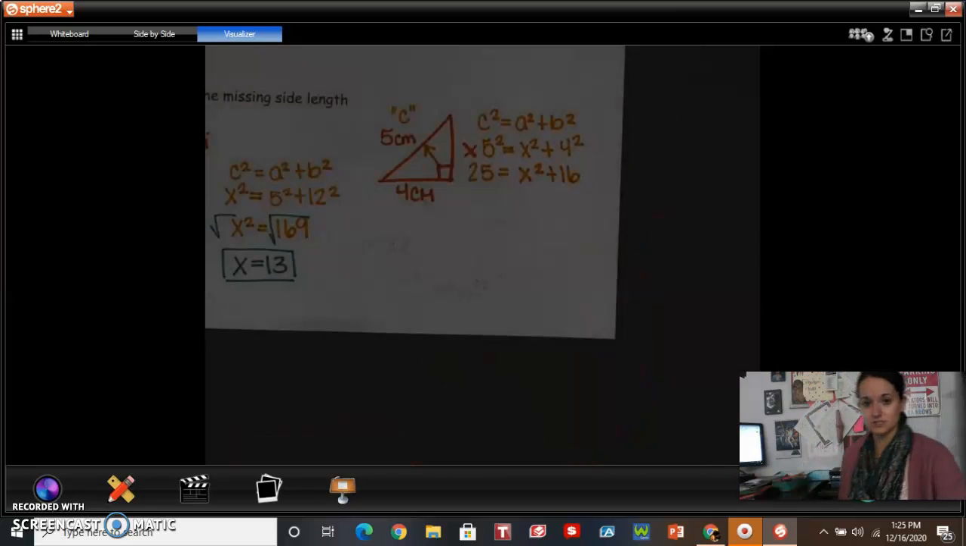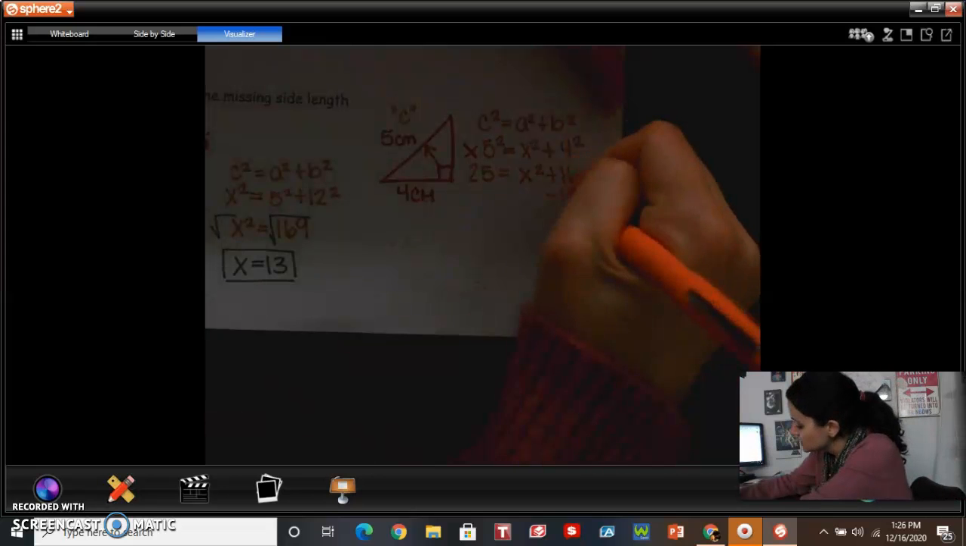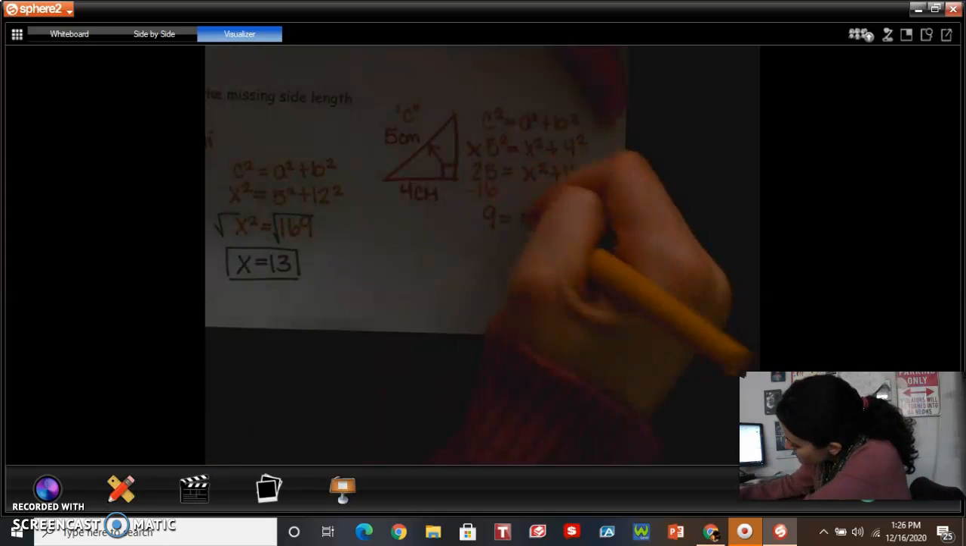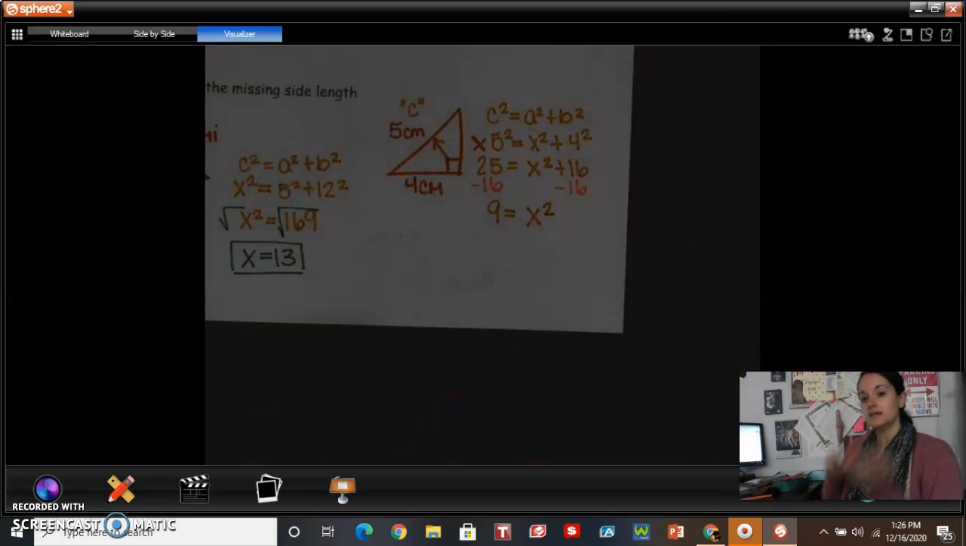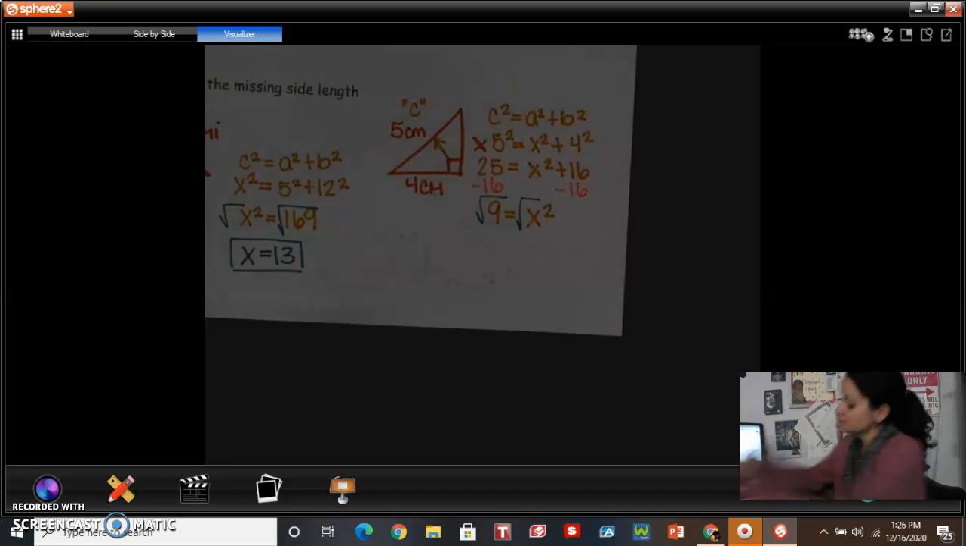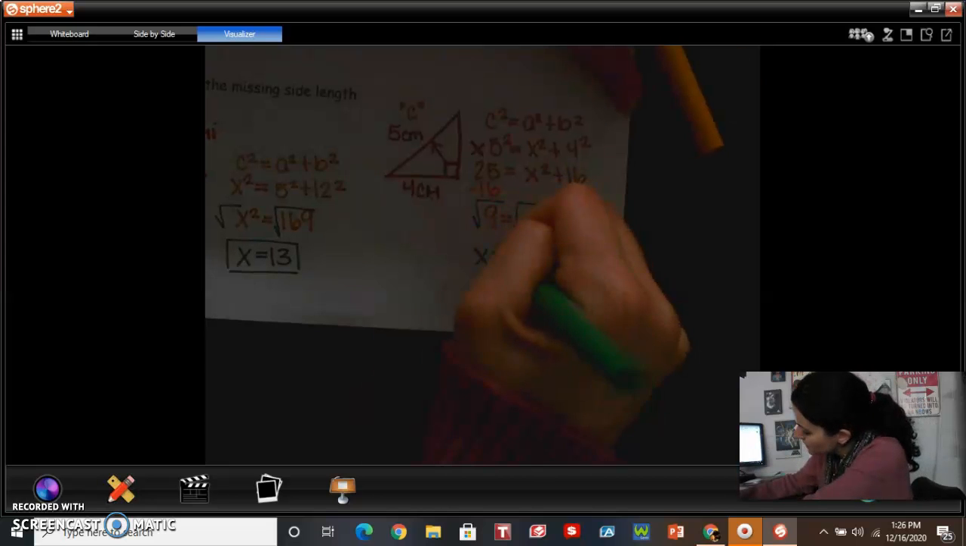And you're like, all right, then we take the square root, right? Not yet. We have to get the x squared alone. It can't have that plus 16 with it. So remember to get rid of 16, we subtract 16. And whatever we do to one, we must do to the other. So we're going to say 25 minus 16, and we get 9. So I've got 9 equals x squared. Now that x squared is by itself, we can take the square root. Square root of 9, our final answer is x equals 3.